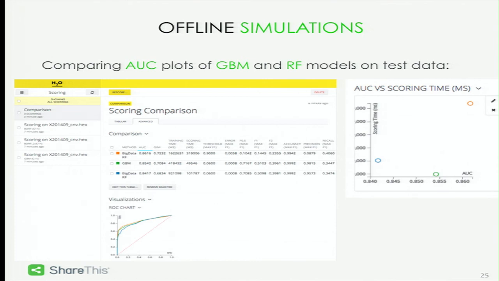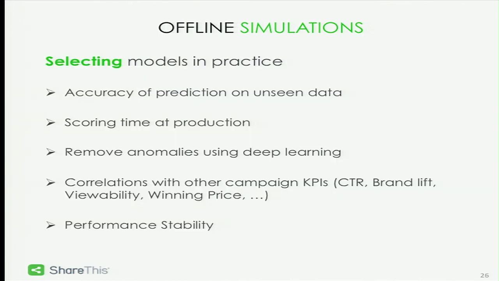I will discuss it here, because when we select the model in practice, we need to look at these things: accuracy of prediction on unseen data, and the scoring time on production, and removing the anomalies. We use deep learning to remove the anomalies, and then the cycle is repeated. Also, an important thing is correlation with the other campaign KPIs, like how is it doing with the CTR, how is it with the viewability. So performance is not the only factor to pick the model.